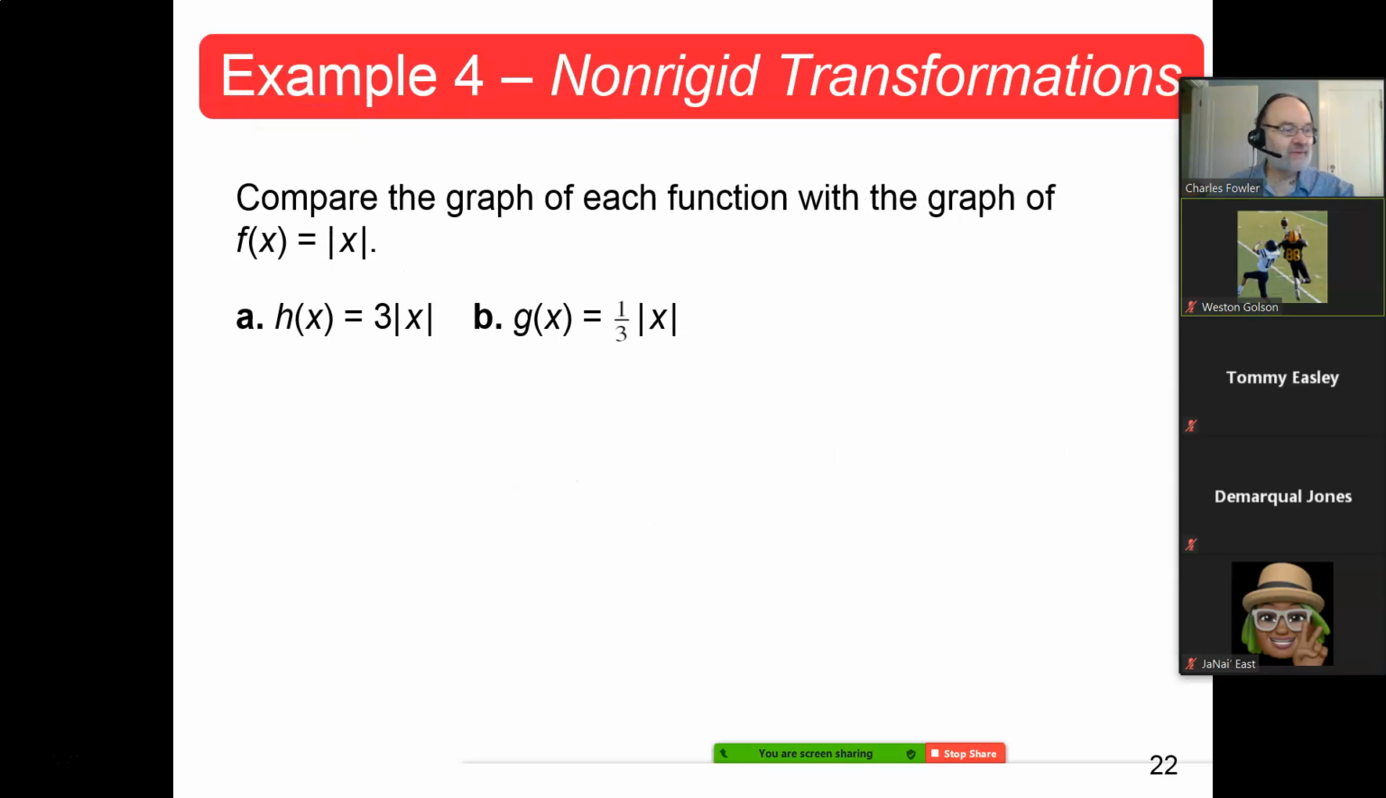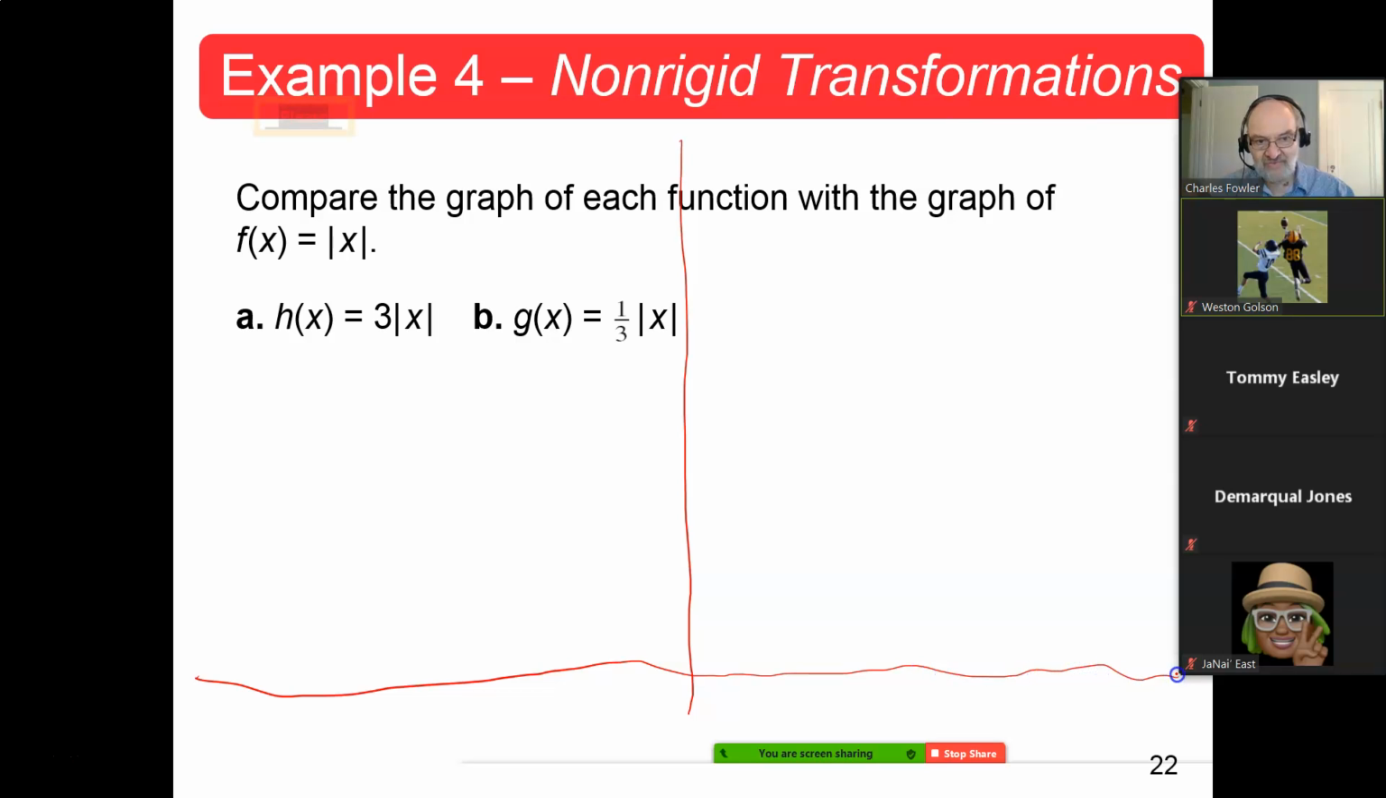Okay? That's a lot of blah, blah, blah. Let's actually do one. This is example 4, about the upper part of the middle part of page 71. Now, compare the graph of each of these functions with the graph of f of x equals the absolute value of x. So let's draw that first. So here's going to be my y-axis, supposedly straight and vertical. It is neither. And here's going to be my x-axis, supposedly straight and horizontal. It is neither.